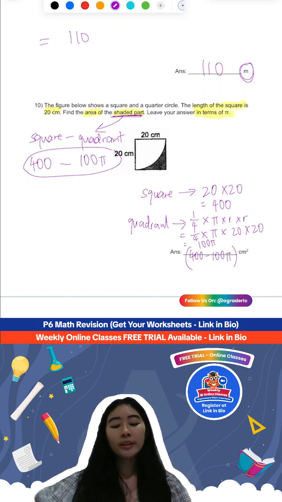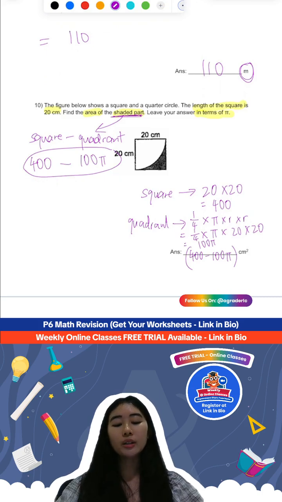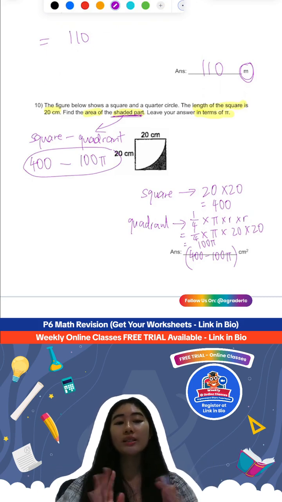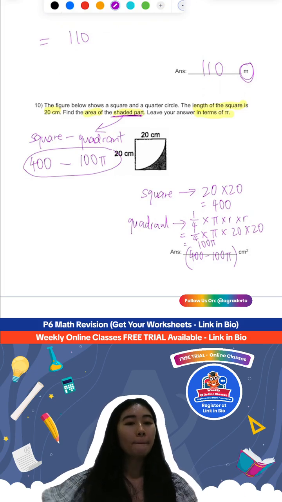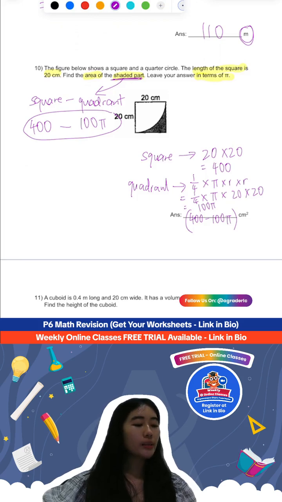One thing is that you cannot minus away the pi. That means you cannot combine it further, because 400 is a number, but 100 pi is not exactly a number, right? There is a symbol attached to it. So that's why you have to keep it separately. It works the same way as algebra. So that's the final answer. And then let's move on.